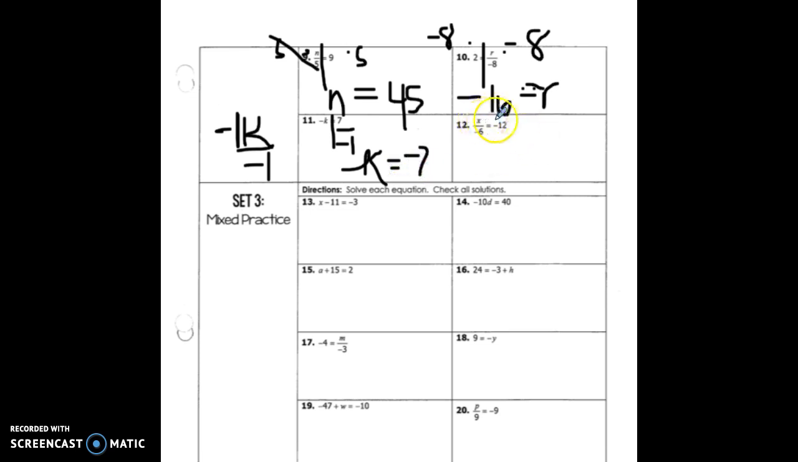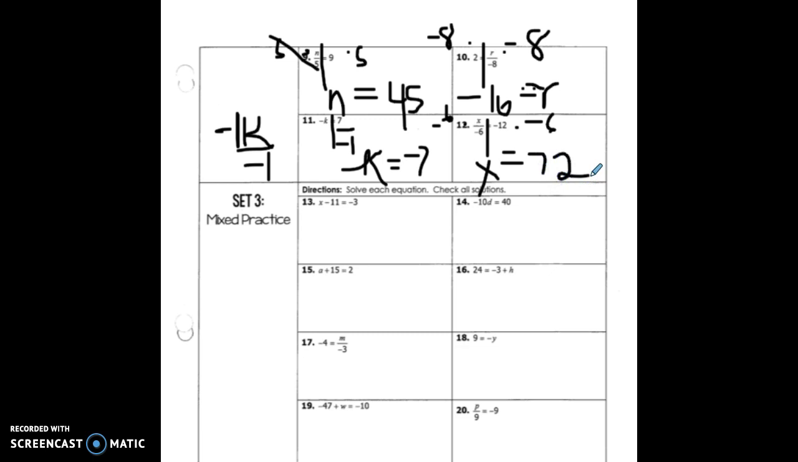We go to this side. I see the dividing by negative 6, so I'm going to multiply by negative 6. So when I get done, I get x equals, and I take my negative 12 times my negative 6, and I get positive 72.